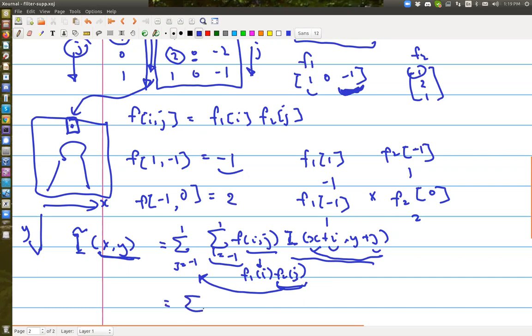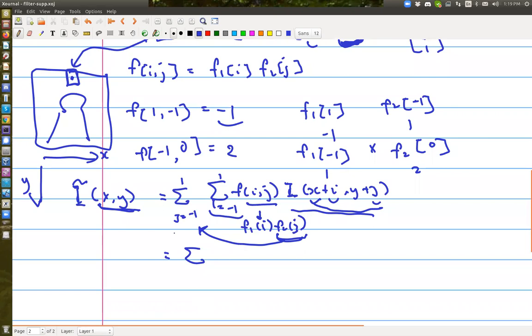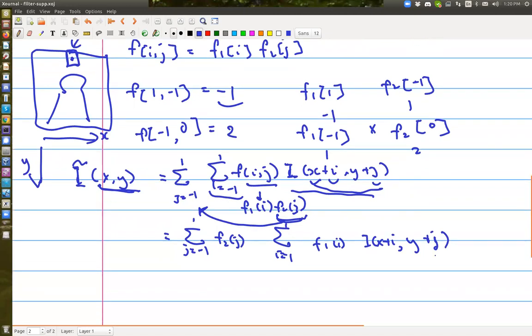So therefore I have the sum over J equal to -1 to 1 of F2J, times the sum over I equal to -1 to 1 of F1I, I at x plus I, y plus J. Okay, so now what you can see is that this is decomposing into two 1D filters, and this one is doing a filter in the horizontal direction.